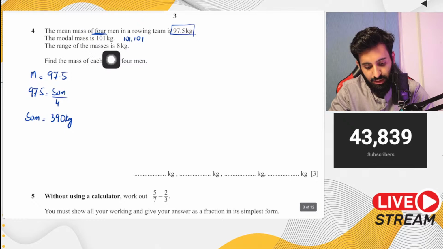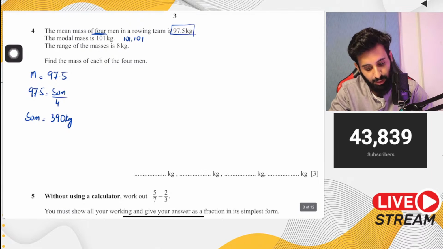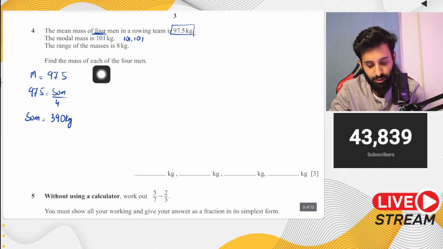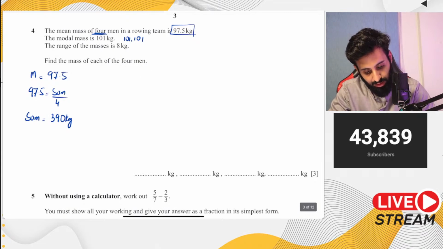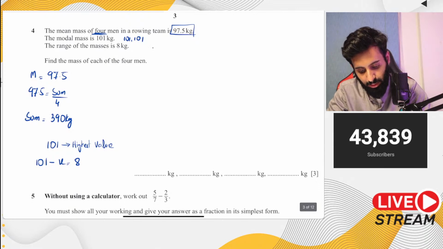The range of the masses is 8 kg. That means the difference between the lowest and the highest value is 8. Okay, so that means the following: let's say you have 2 men with 101, and the range of the masses is 8 kg, find the masses of each of the 4 men. Now here's what we can do. If let's say you have 101, which we take to be the highest value, so what about the lowest value? That means 101 minus the lowest value equals 8. Why? Because that's what the range is. Remember, range is equal to what? Range is equal to highest minus lowest.